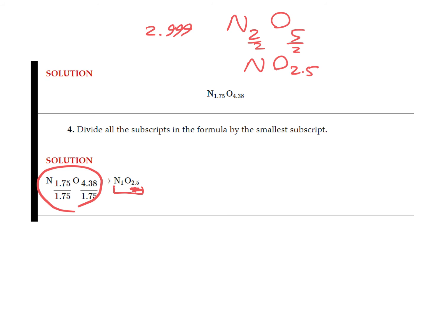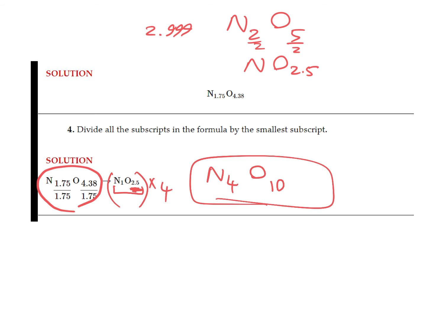Multiply by 4. Exactly. If you multiply this by 4, right, you get N4. And what is 4 multiplied by 2.5? 10, exactly. So if we want to find the empirical formula, you should remember that this should be the simplest ratio possible. So what is the simplest ratio possible?